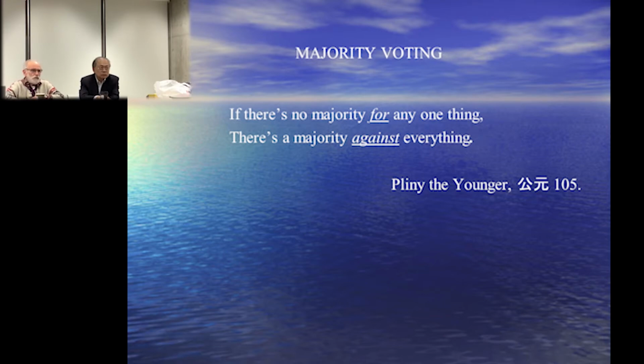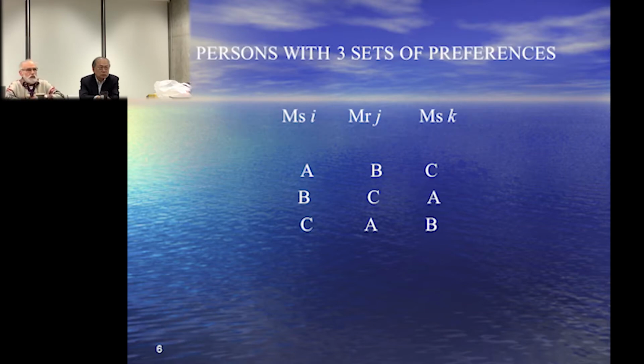Well, we'll come on to Brexit in a minute, but this does actually sum up Brexit. And if Boris Johnson, who's meant to be educated, would read a little bit of Pliny the Younger, it might have been better. So, if we're going to look at these three people with these three first preferences, we can't get an answer by majority voting.